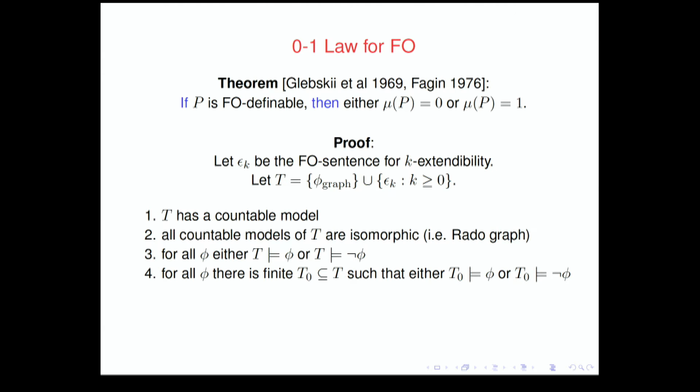And now you apply compactness to this. You say, well, for every phi, there is a finite T0 that either implies phi or it implies not phi. All right, but now this is a finite set of things that have probability 1. So this is going to have probability 1. So you're left with the conclusion that we wanted, which is that the probability of phi is at least that of this, and the probability of this is 1, or the probability of this is 1, which means that the negation, so phi has probability 0. Done. This is the proof.